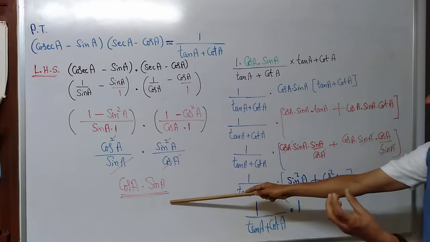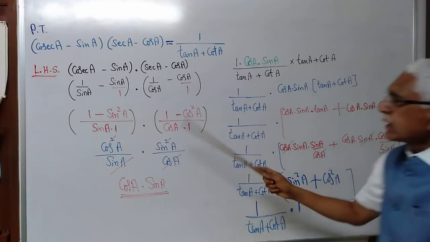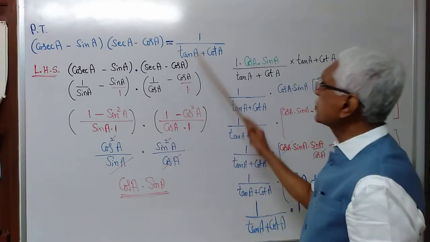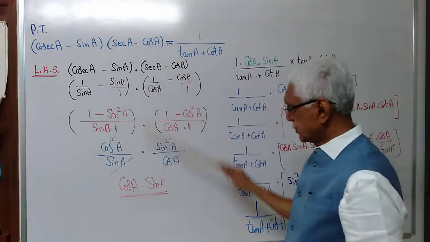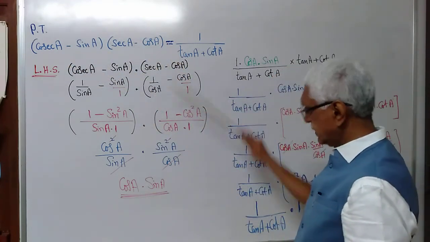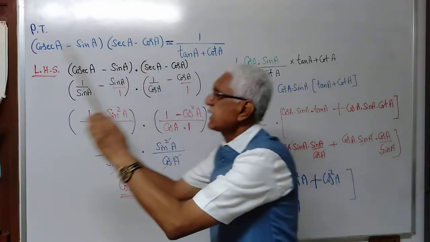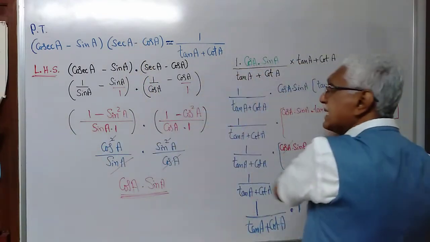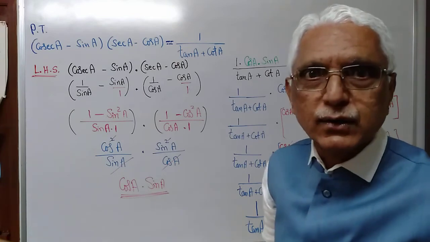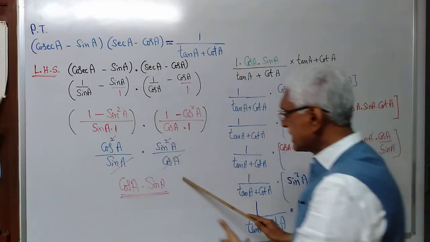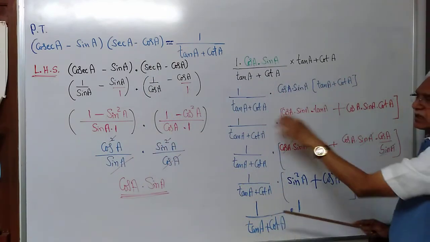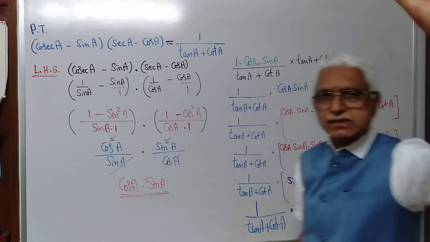You will get the same sin A into cos A. So this also will give you sin A cos A. Therefore, these two are equal. That is, taking the left hand side separately, right hand side separately, also you can do. But here, we took the left hand side and we carried out the wonderful manipulation. Please write down.